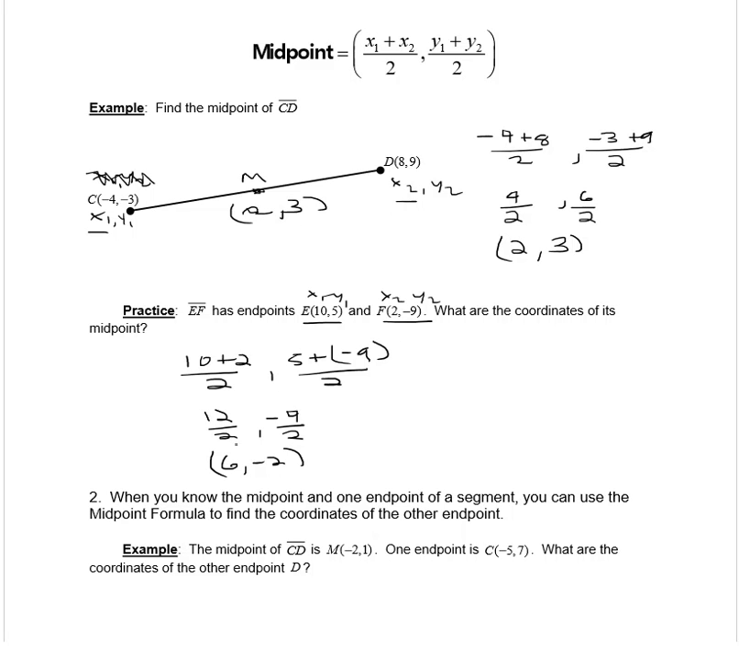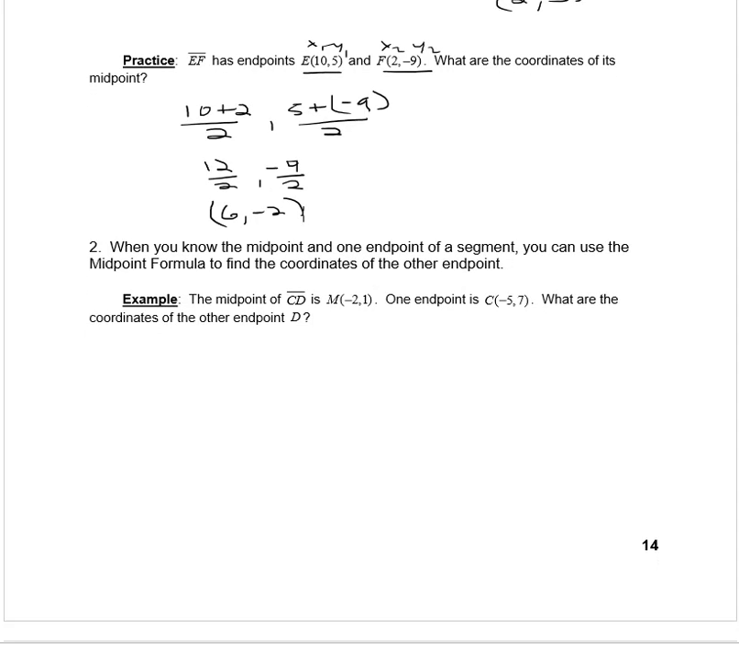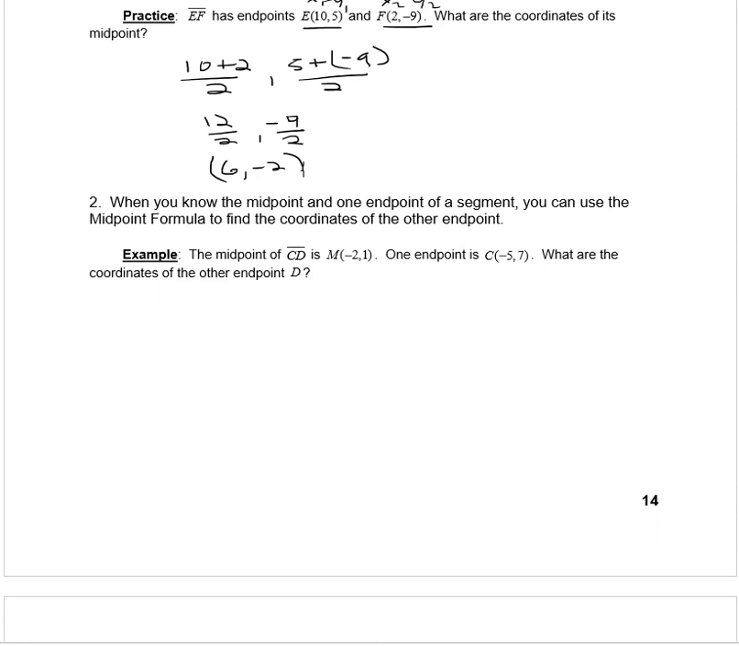Not too bad. However, what if we were given one endpoint and the midpoint, and we have to figure out what the other endpoint is? And that's what's going to happen in this next problem, number 2. It says when you know the midpoint and one endpoint of a segment, you can use the midpoint formula to find the coordinates of the other endpoint. So I'm going to go ahead and show 2 different ways to do this problem.